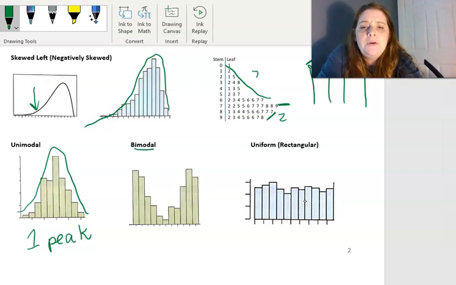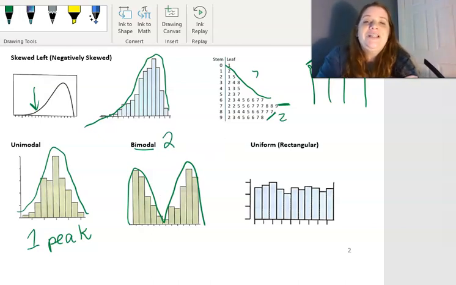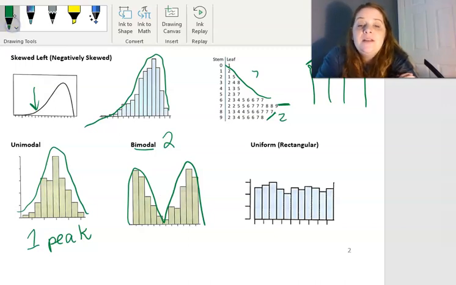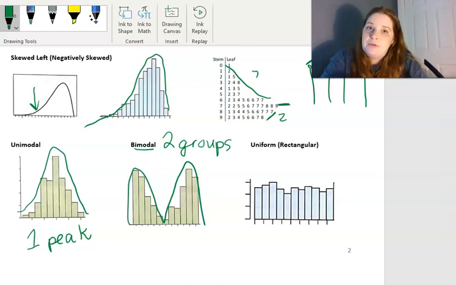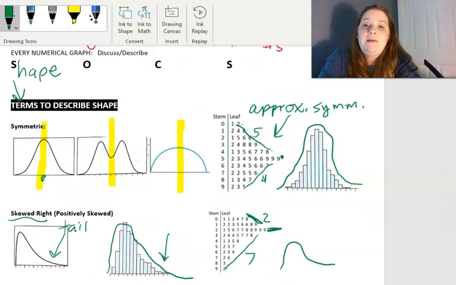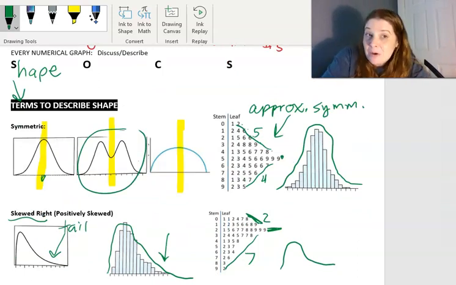Another idea is bimodal. Bimodal means that you've got two peaks. But another way to think about bimodal is, usually, oh wow, that is terrible handwriting. Usually a bimodal graph has two groups. So you're looking for something that appears to have two groups. So this graph right here, I've got two peaks, but ultimately what I have is a lower group and an upper group. If I scan back up to the one here at the top of the page, the one that I always think kind of looks like a cowboy hat, that is a bimodal graph.